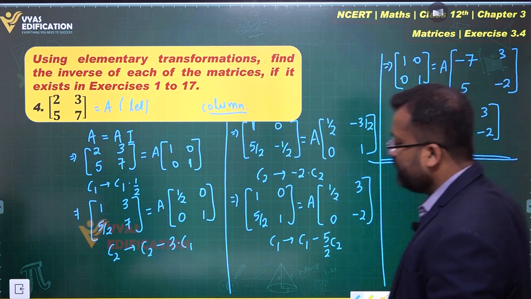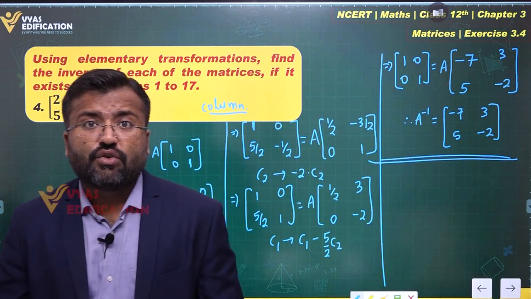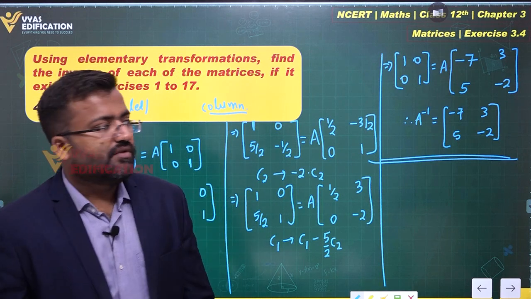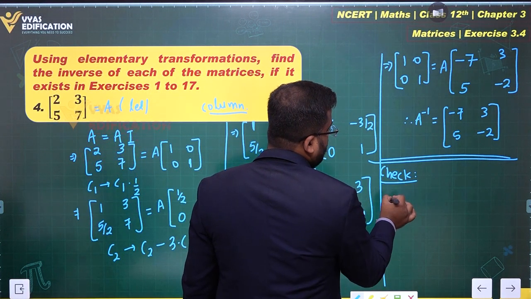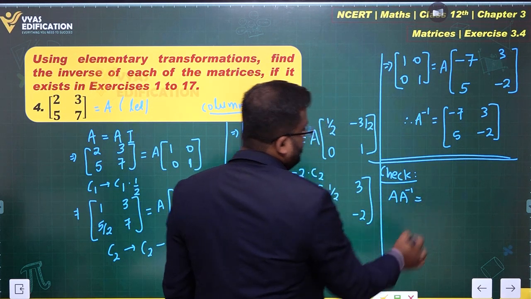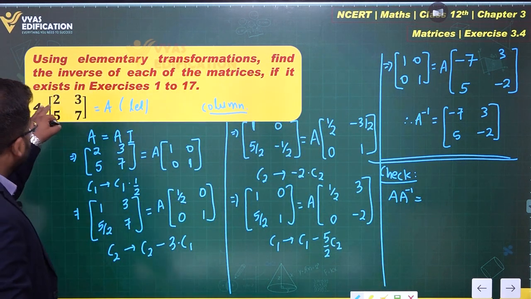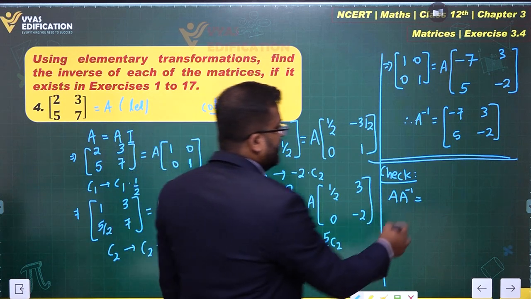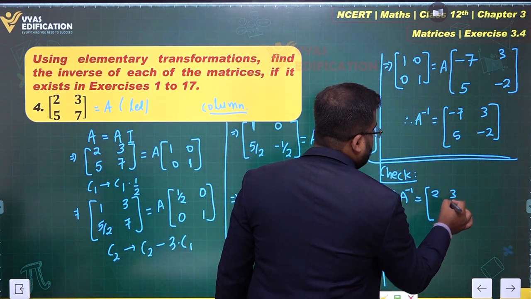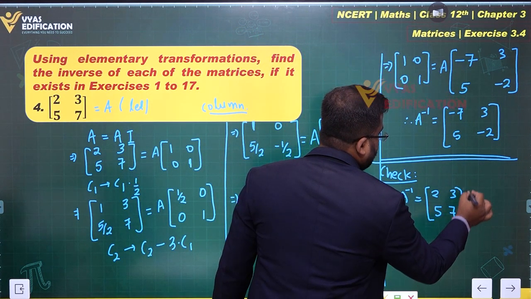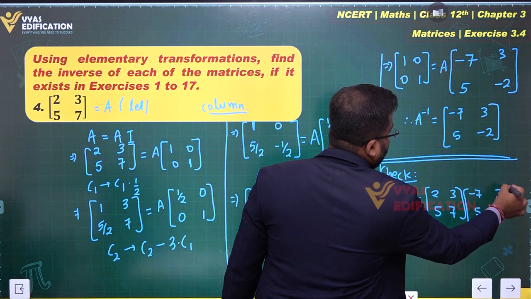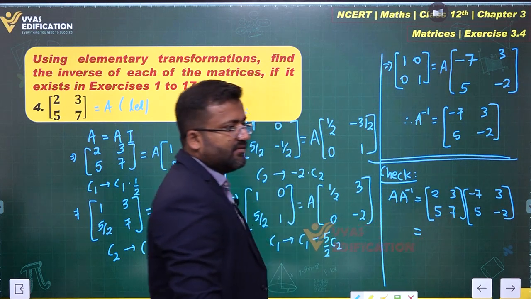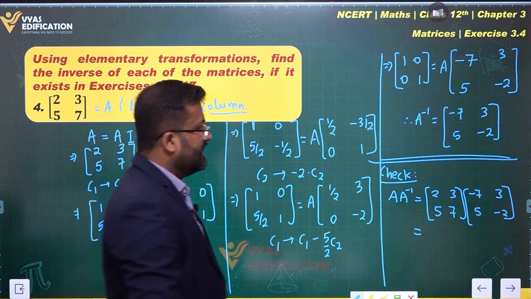Whenever you are asked to find the inverse, you should always check your answer once. Let's check. A times A inverse. What is that equal to? The matrix A is 2, 3, 5, 7. This is the matrix A. What is the matrix A inverse? Minus 7, 3, 5, minus 2. Let's check this just to be sure that our answer is correct.